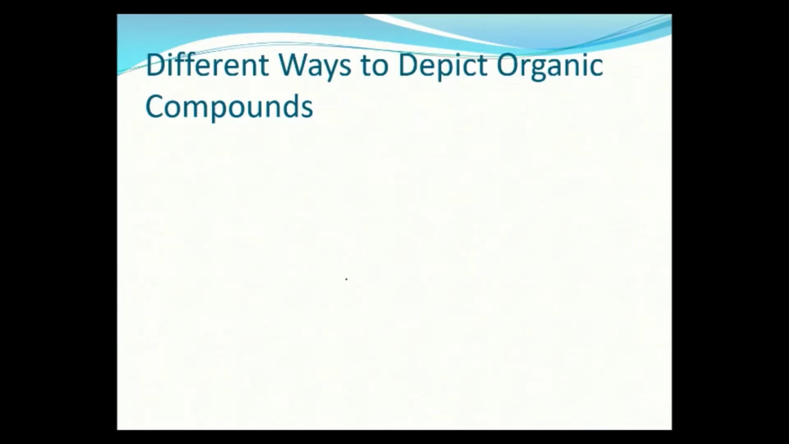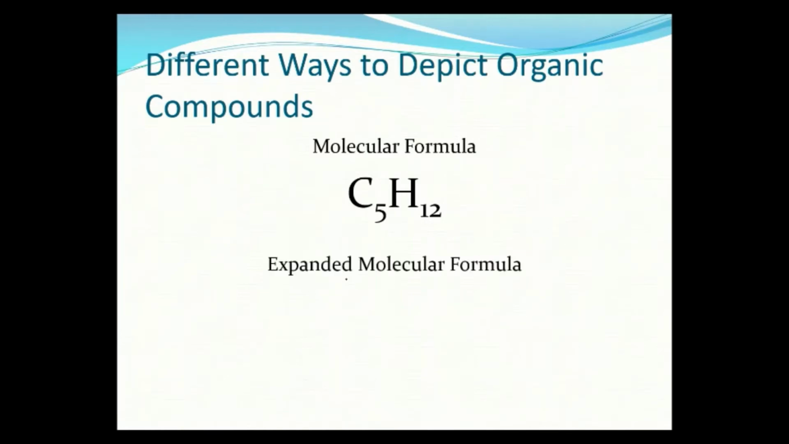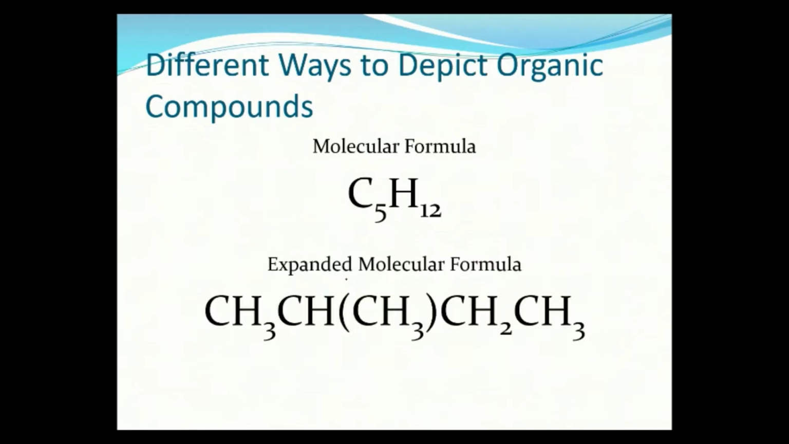Okay, there's different ways to depict organic compounds. So there's a molecular formula which gives you the least amount of information, and that's just what's there and how many are there. An expanded molecular formula is a little bit better because you have the things here, and what that indicates to us is that's a branch. And I'll explain what a branch means when we get to the next type.